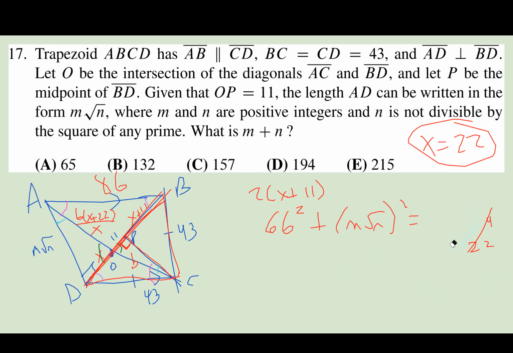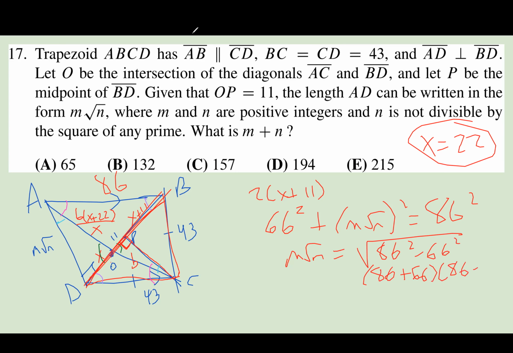I can just use my, okay. So then this is going to be 86 squared. So then m root n is equal to the square root of 86 squared minus 66 squared, which is 86 plus 66 times 86 minus 66, which square rooted, which is square root of 20 times 152, right?